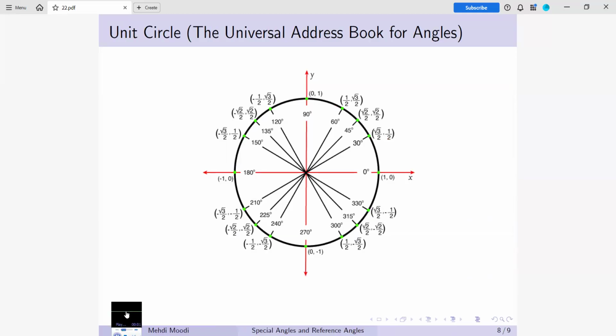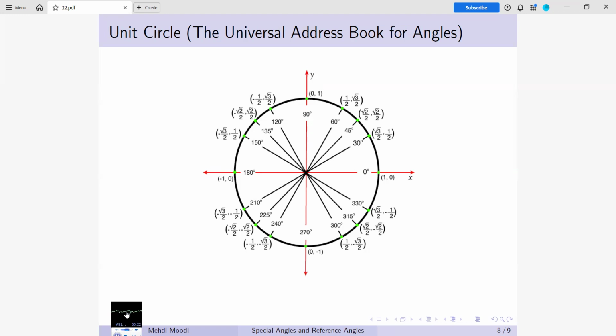This is the unit circle, and it's basically the universal address book for angles. Every commonly used angle has a fixed address right here. The y-coordinate is the sine of the angle, because sine is shy, goes with y. And the x-coordinate is the cosine of the angle.